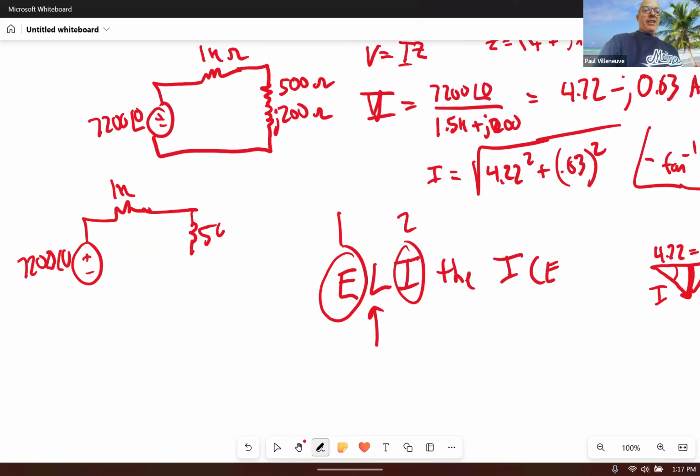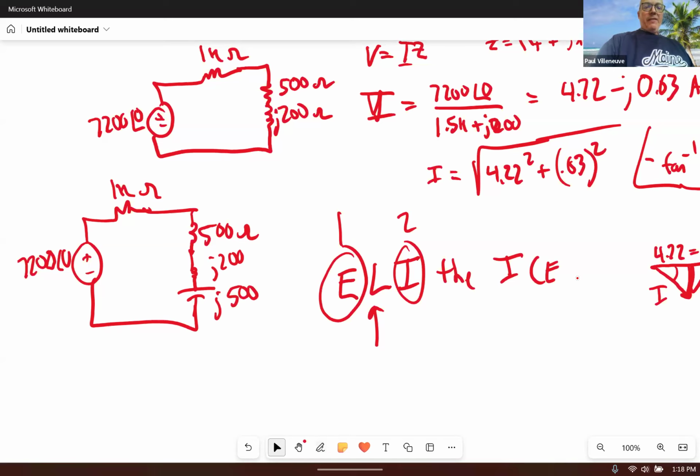And that capacitor, I've only got one on the shelf. Oops. Still need my equivalent motor circuit. So that's J200. This is 500 ohms. And I'm going to put in a J500 ohm capacitor. But a capacitor doesn't have a positive J term. It has a negative J term.